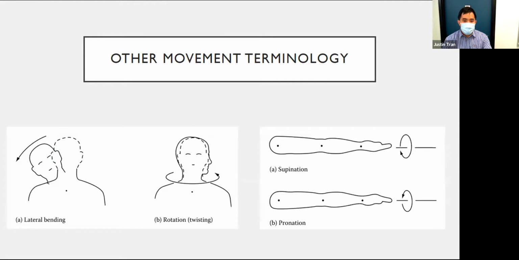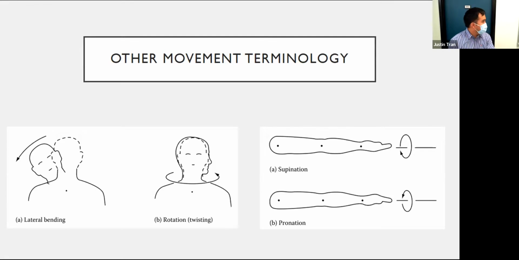Okay, so here are some other movement terminologies. We have lateral bending. Remember, lateral means you're going away from the center of your body. So when you tilt your head to the side, that's known as lateral bending, because you're taking your head and moving it away from the midline of your body.